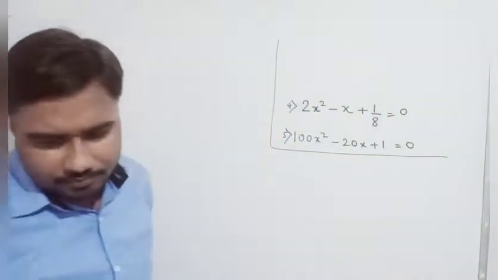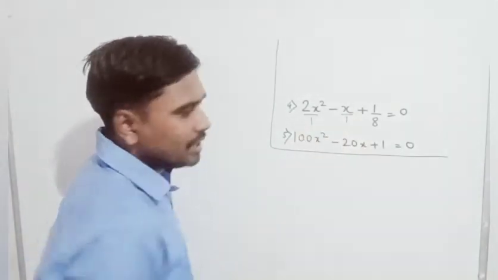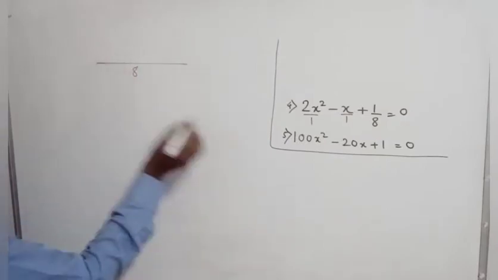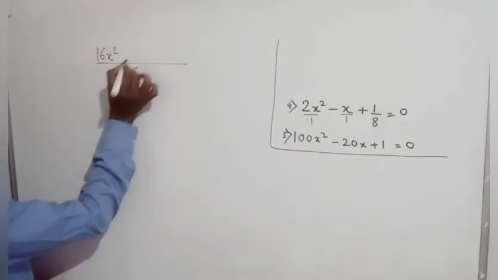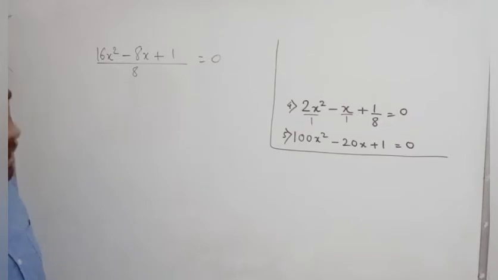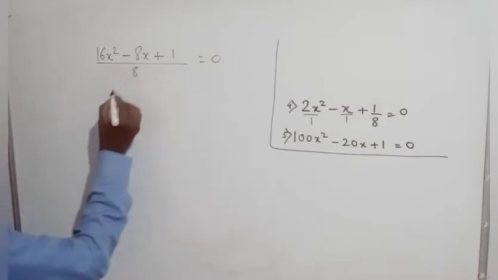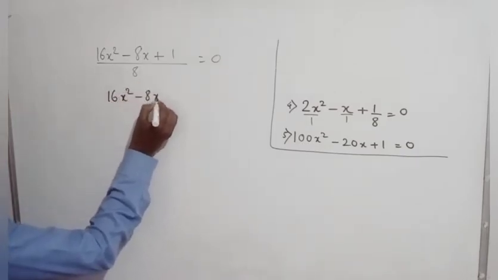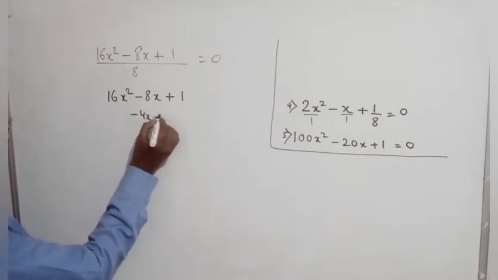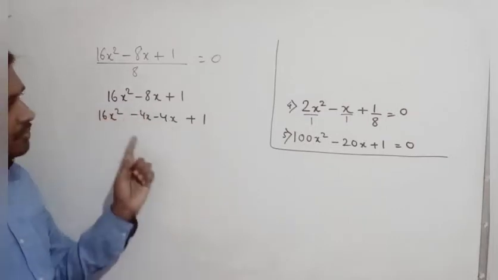Now the next question. See, so here is 1. So take the LCM. When you take the LCM, it will be 8. It is 16x square, then minus 8x, then 1 is equal to 0. Now 8 will go to the other side, so it will be 8 into 0, so 0. So only this part will be left, 16x square minus 8x plus 1. Middle term factorization, 16. So minus 4x and minus 4x, and 16x square. So minus 4 minus 4 is minus 8 and 4 fours are 16.